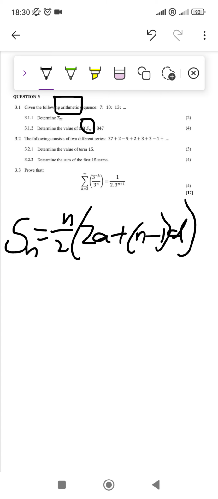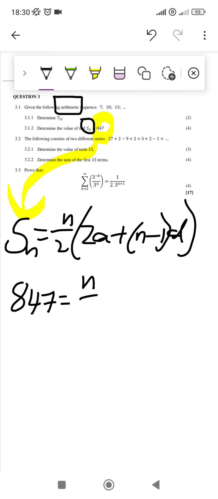So they've given us that Sn is 847. So that value we're going to take and put in Sn's place. Okay, so we're going to say 847 is equal to n. N is what we want to find in this question, n divided by 2, and 2, we know the a. We spoke about that in our previous video as well. a refers to our first value. In our case it is going to be our 7.